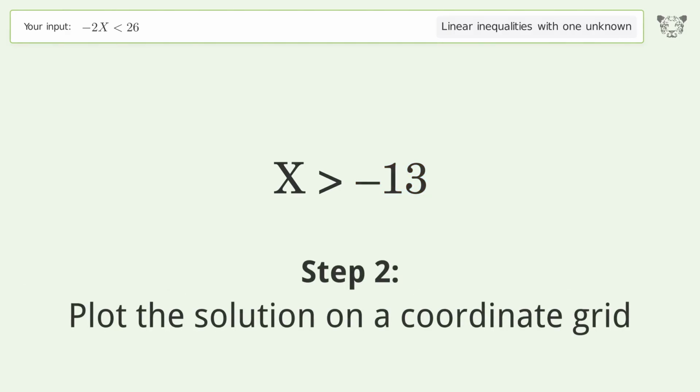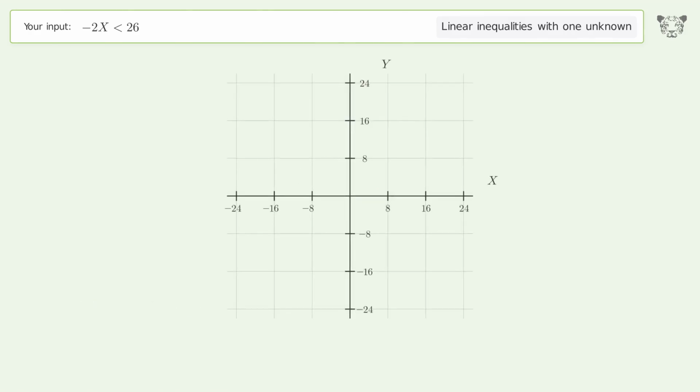Plot the solution on a coordinate grid. And so the final result is x greater than negative 13.